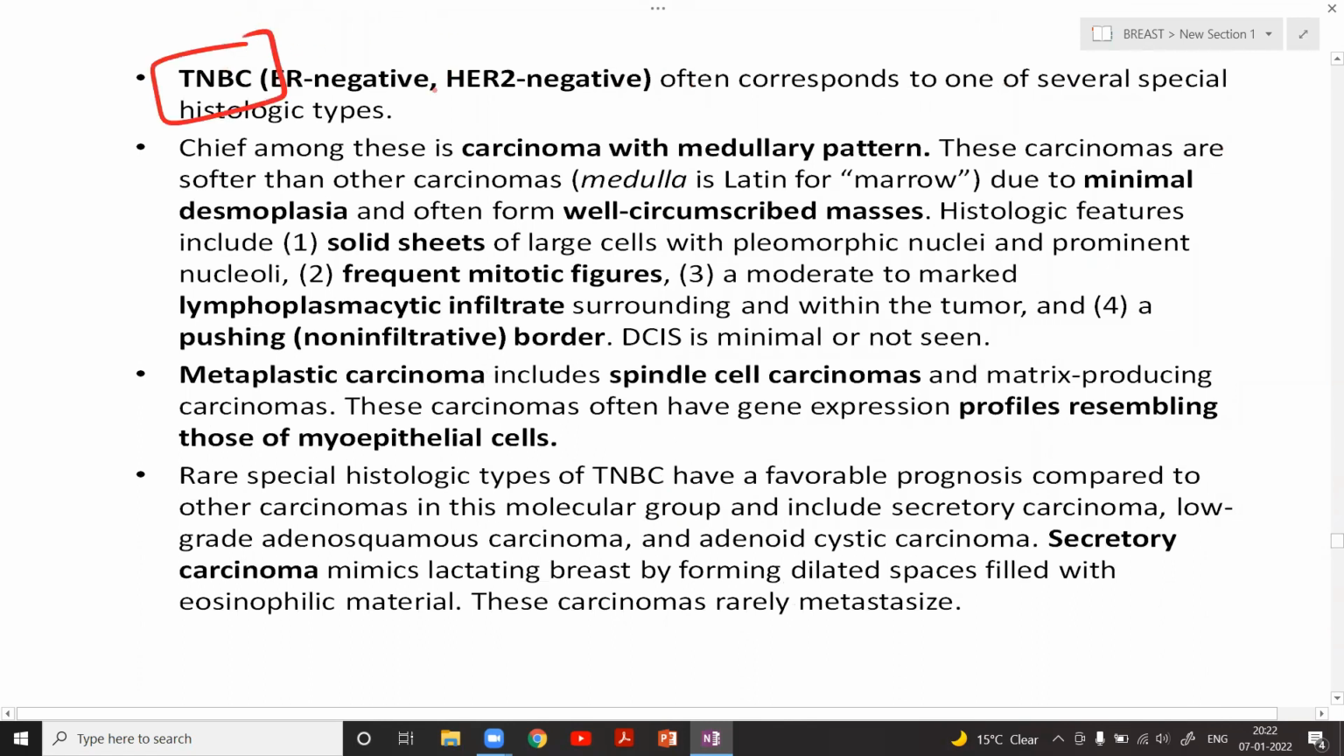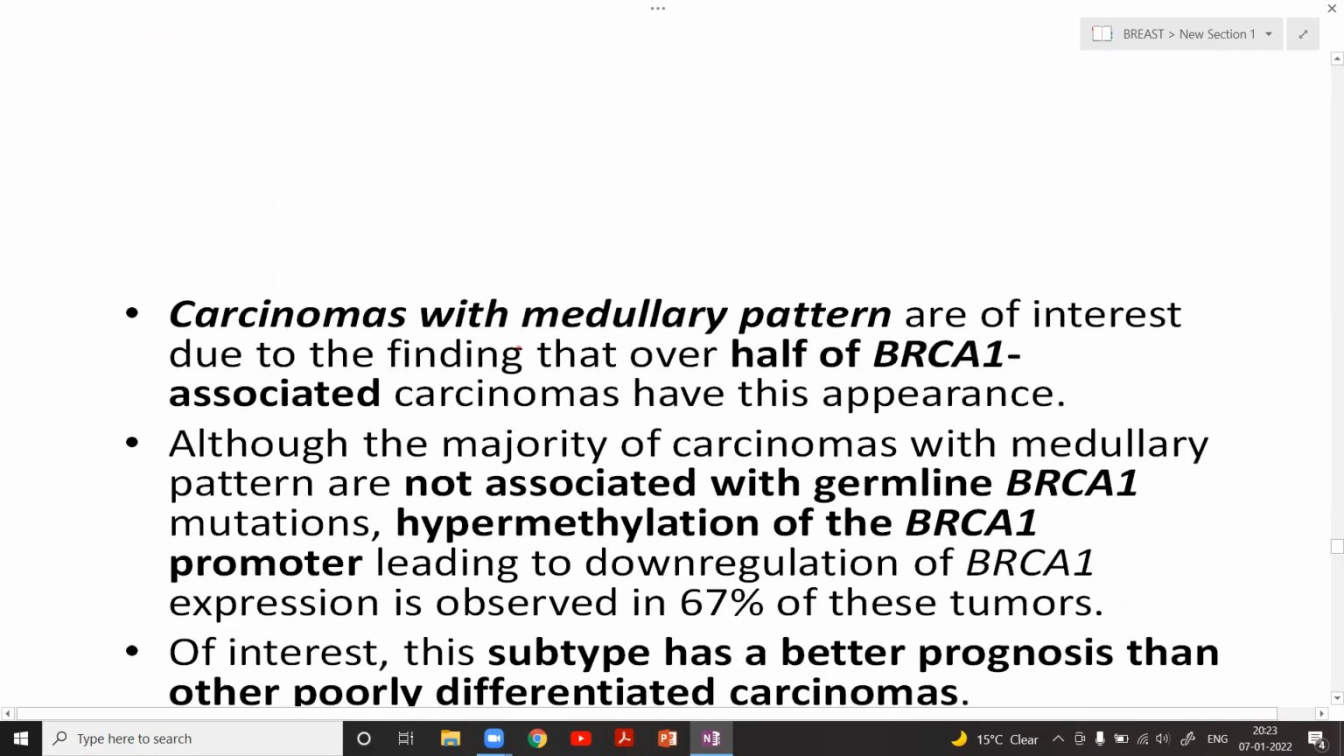First of all, there are certain groups of tumors that I already told you about in the molecular profiling, called triple negative breast carcinoma, which are ER, PR, HER2 negative. The most important is the carcinoma with medullary pattern. So what is this medullary pattern of tumor? These tumors show minimal desmoplasia, and they are well circumscribed. Histologically they show solid sheets of large pleomorphic cells with prominent nucleoli, frequent mitotic figures, moderate to marked lymphoplasmacytic infiltration, and a non-infiltrative pushing border. They don't infiltrate, they push.